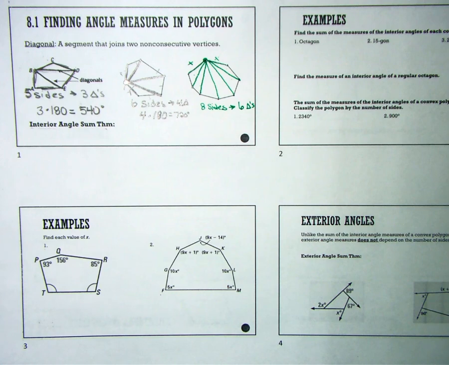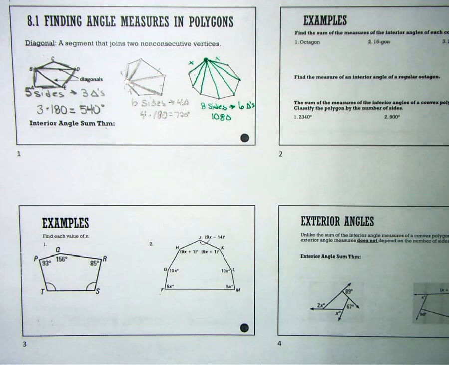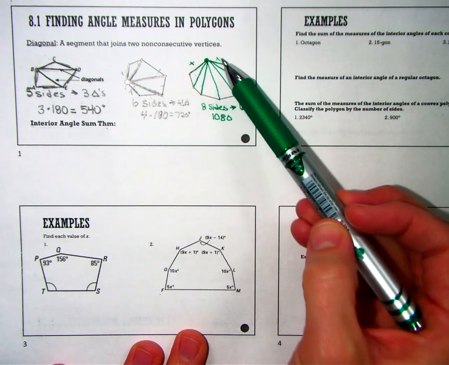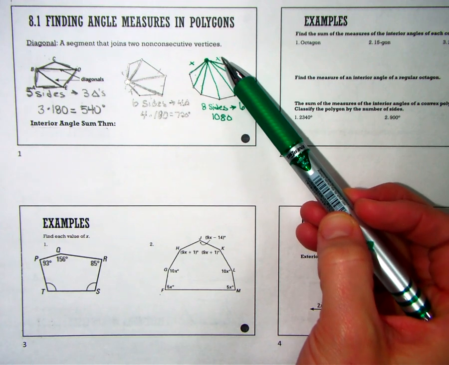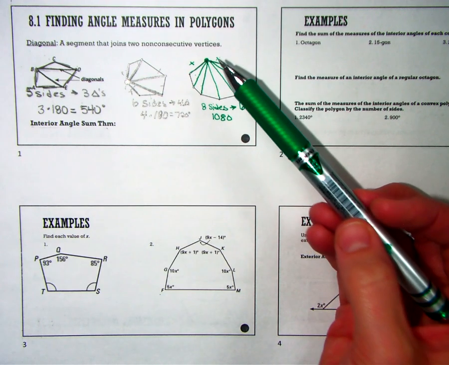6 times 180. 1080. 1080. Did you see a pattern? Every time, the triangles is how many less? It's 2 less. And that should make sense because the 2 sides next to that vertex you picked don't count. So you have to take those away. Those don't make a triangle. So it's always going to be 2 less.